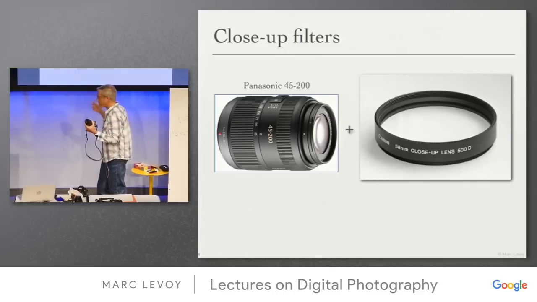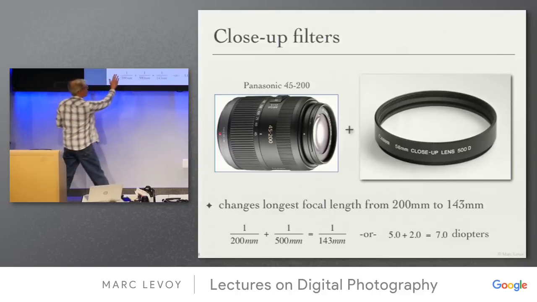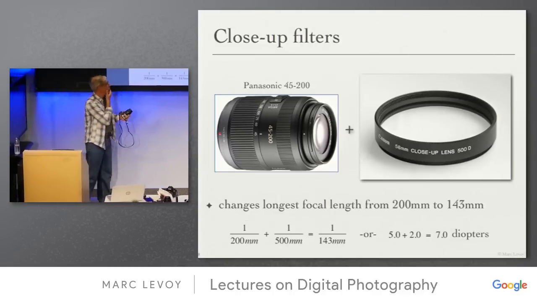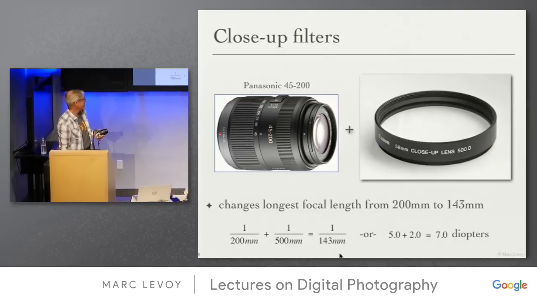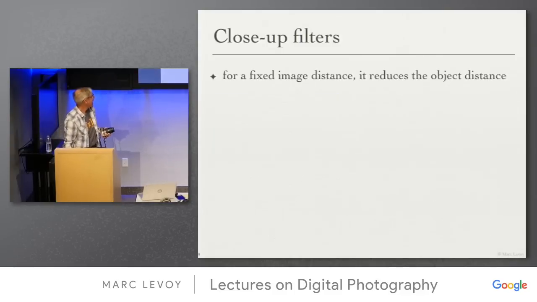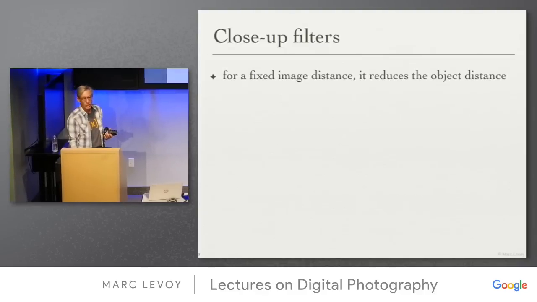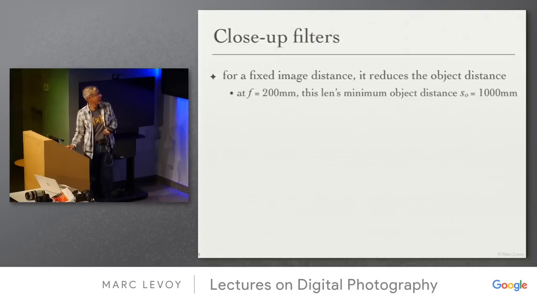So now what is it doing? It changes the longest focal length from 200 millimeters to 143 millimeters, right? So it does exactly the formula that I just showed. And why would you use it? Because for a fixed image distance, it reduces the object distance. It lets you focus on something that's closer.